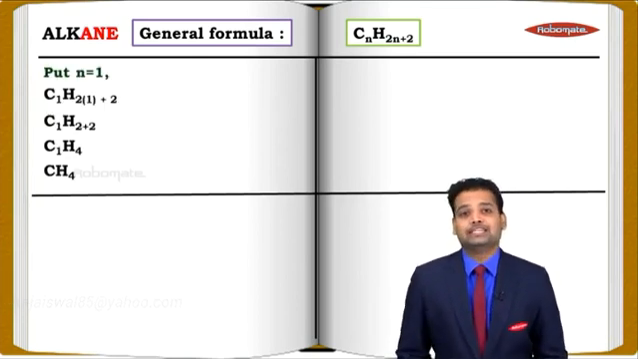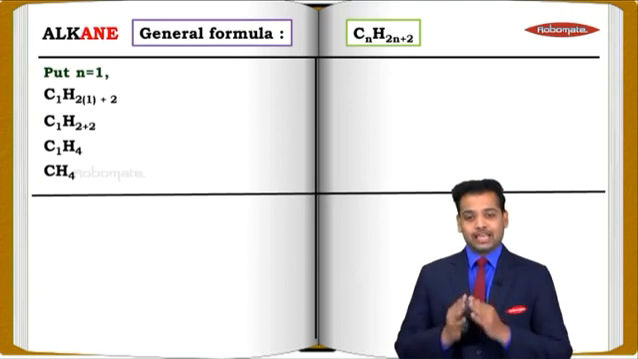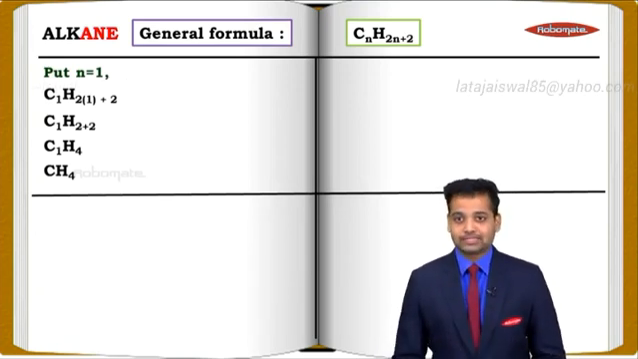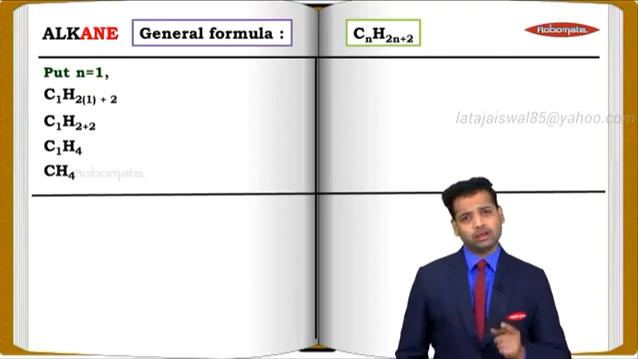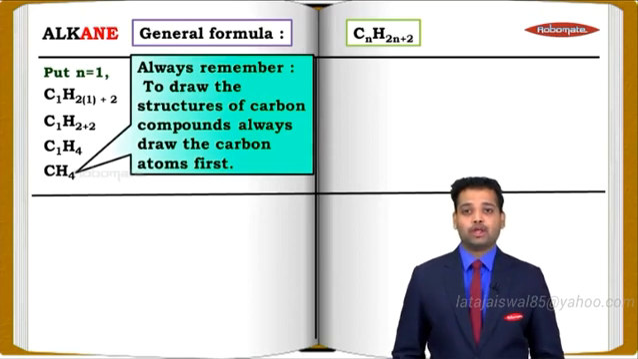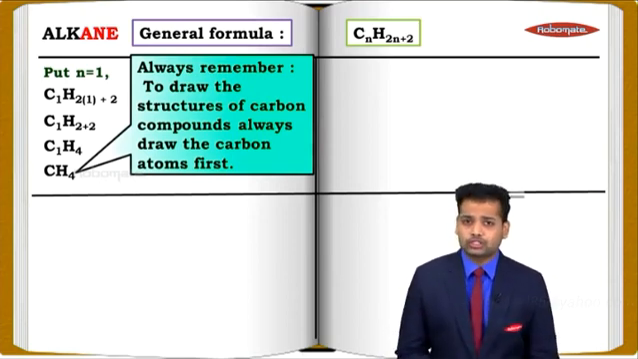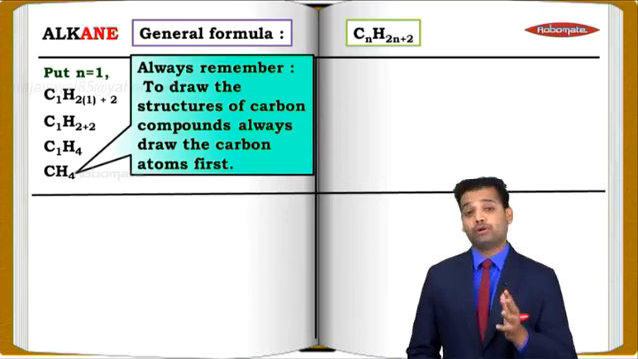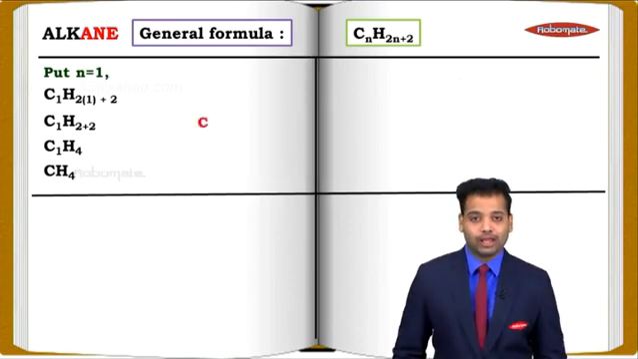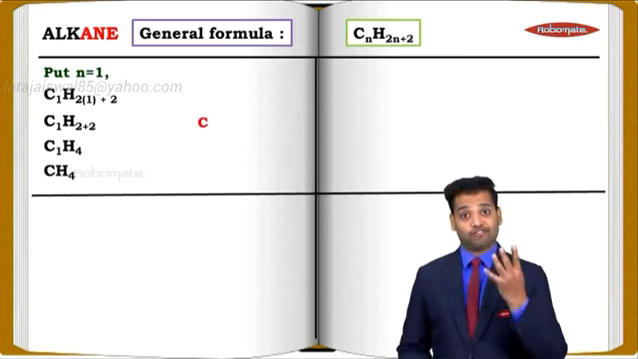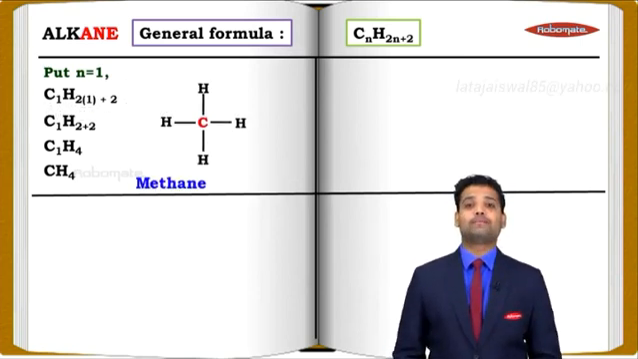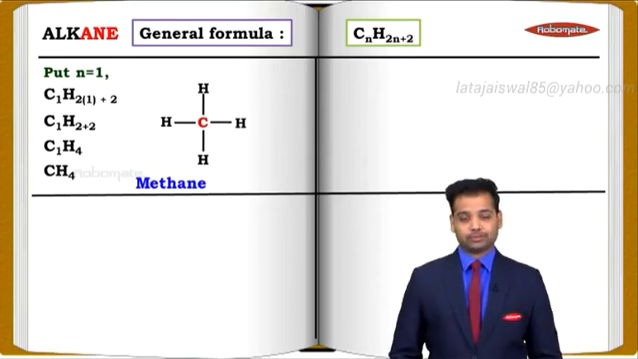So if I put n equal to 1, what will happen is C1, H2 into 1 plus 2, so CH4, and CH4 is methane. So how is this methane formed? Always remember, when you're drawing the structure, you have to draw the carbon first. So there is one carbon, so draw one carbon, and what does the carbon contain? 4 bonds. So draw the 4 bonds, and in those bonds, hydrogen will come. So this is how methane is formed.